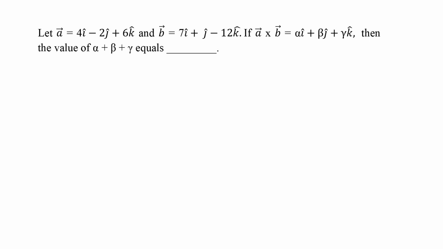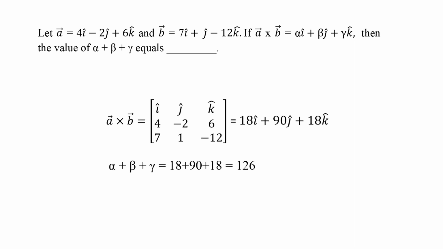The next question says, let A be 4i cap minus 2j cap plus 6k cap, B be a vector 7i cap plus j cap minus 12k cap, and if A cross B is equal to alpha i cap plus beta j cap plus gamma k cap, then the value of alpha plus beta plus gamma equals.